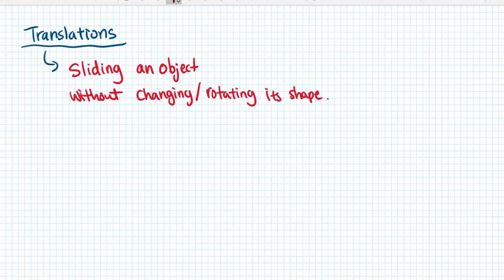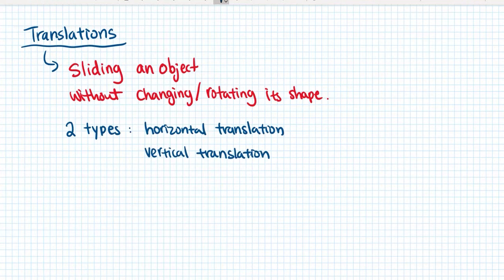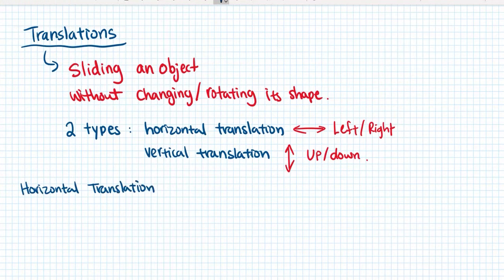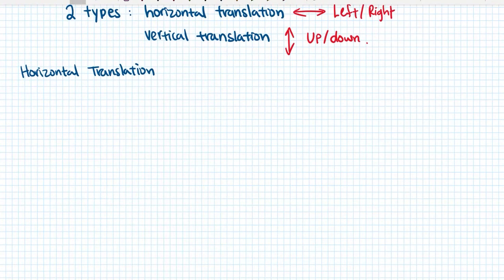And there are 2 types. One is the horizontal translation, and the other one is vertical translation. Horizontal translation is moving an object left or right. Vertical translation is moving up or down. Let's look at the horizontal translation first. I'm going to use HT as the short name for horizontal translation in this video.